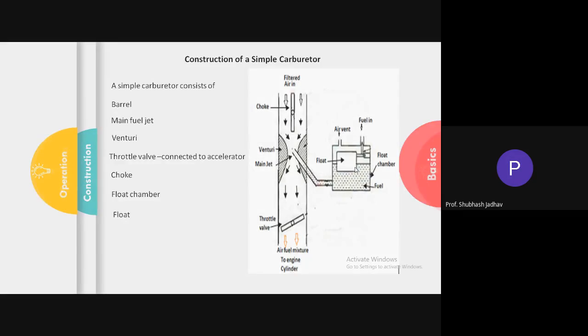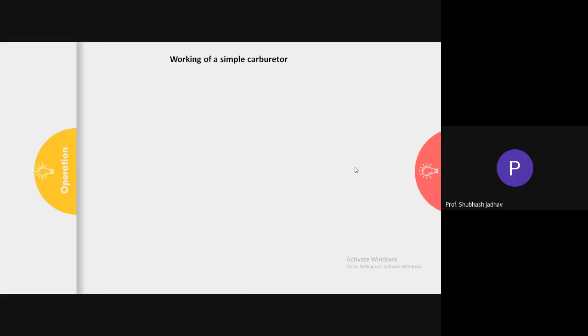Okay, so moving ahead now, let us discuss how a simple carburetor works.